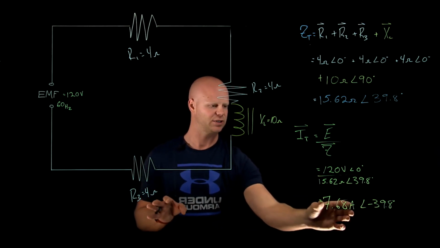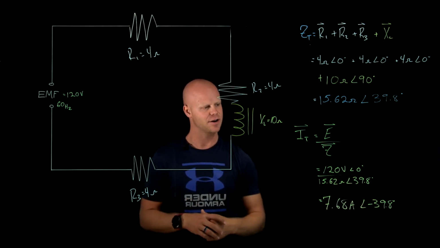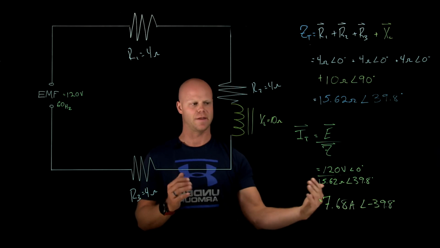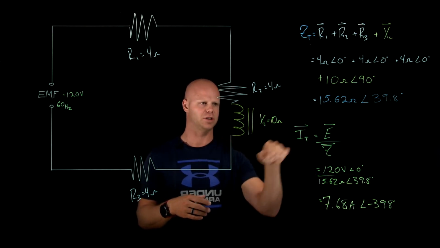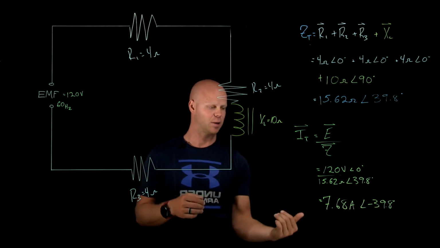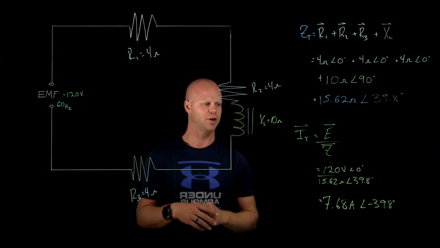So I have 7.68 amps at a lagging current of 39.8 degrees. So if I were to draw that on a Cartesian plane, I would have voltage at 0 degrees, and lagging would be, or negative 39.8, lagging by that 39.8 degrees would be my current vector.